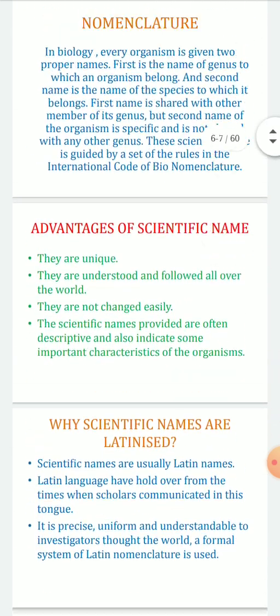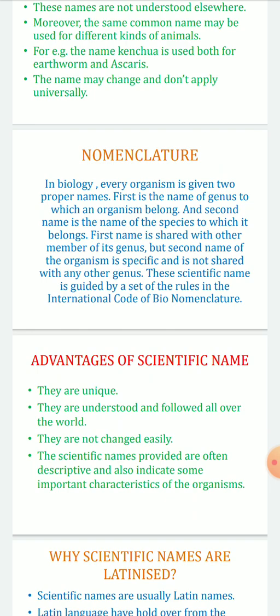So what do we mean by nomenclature? In biology, every organism is given two proper names. The first is the name of the genus to which the organism belongs, and the second is the name of the species to which it belongs. The first name is shared with other members of the genus, but the second name of the organism is specific and is not shared with any other. This scientific name is guided by a set of rules in the International Code of Nomenclature.